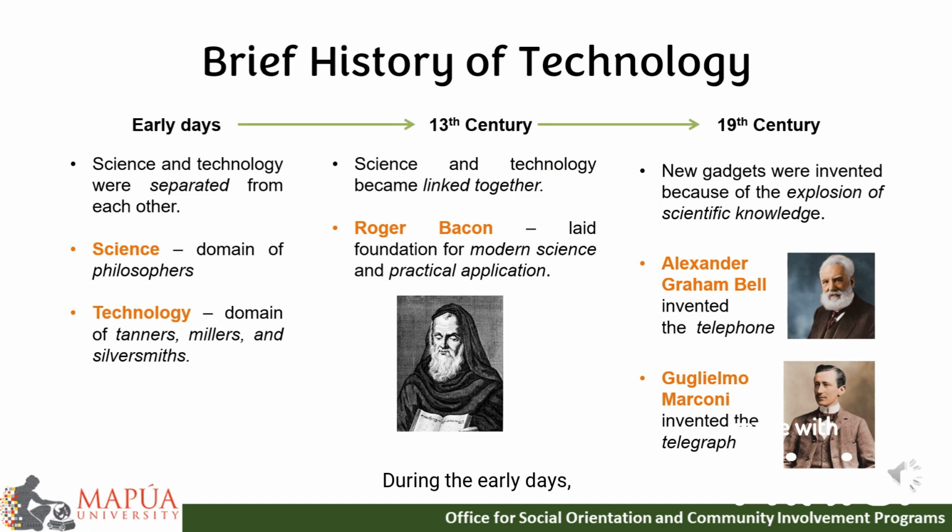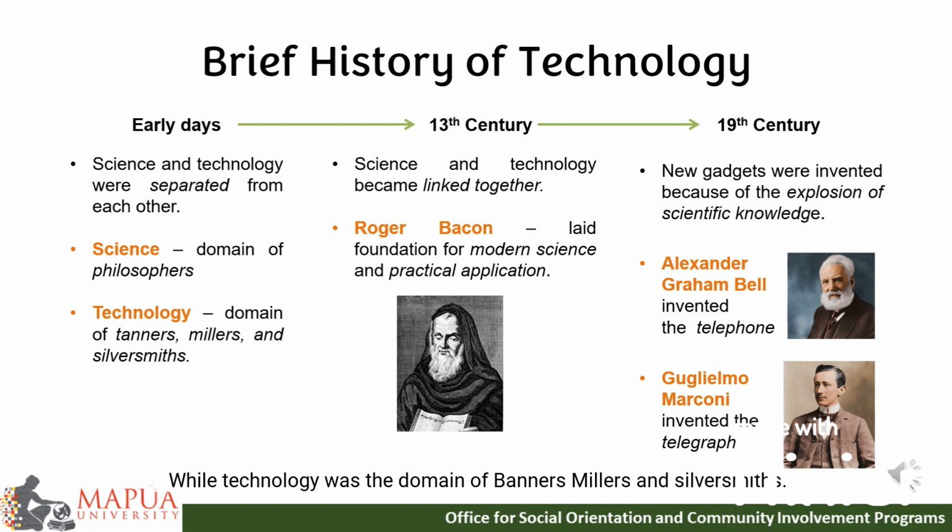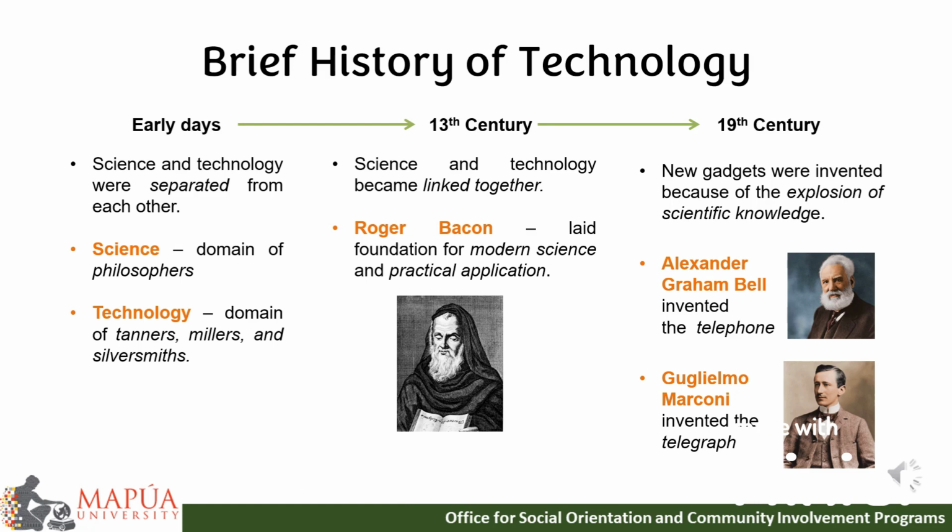During the early days, science and technology were separated from each other. Science was the domain of philosophers, while technology was the domain of tanners, millers, and silversmiths. In the 13th century, science and technology became linked with each other, thanks to Roger Bacon, an English philosopher. His emphasis on the importance of mathematics and experimentation laid the foundation of modern science and its practical application. As more scientific studies were done, science and technology became more closely related.